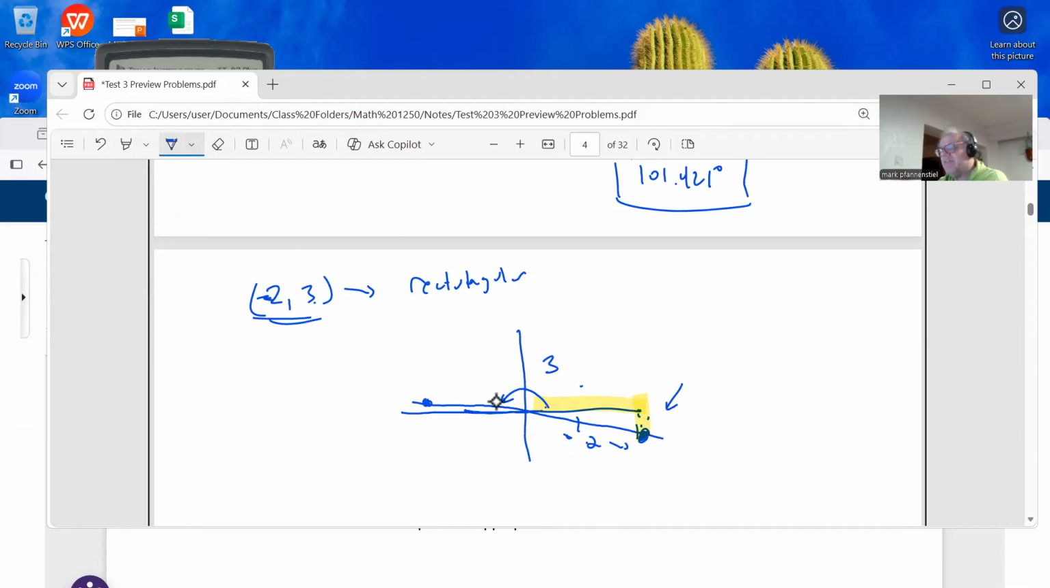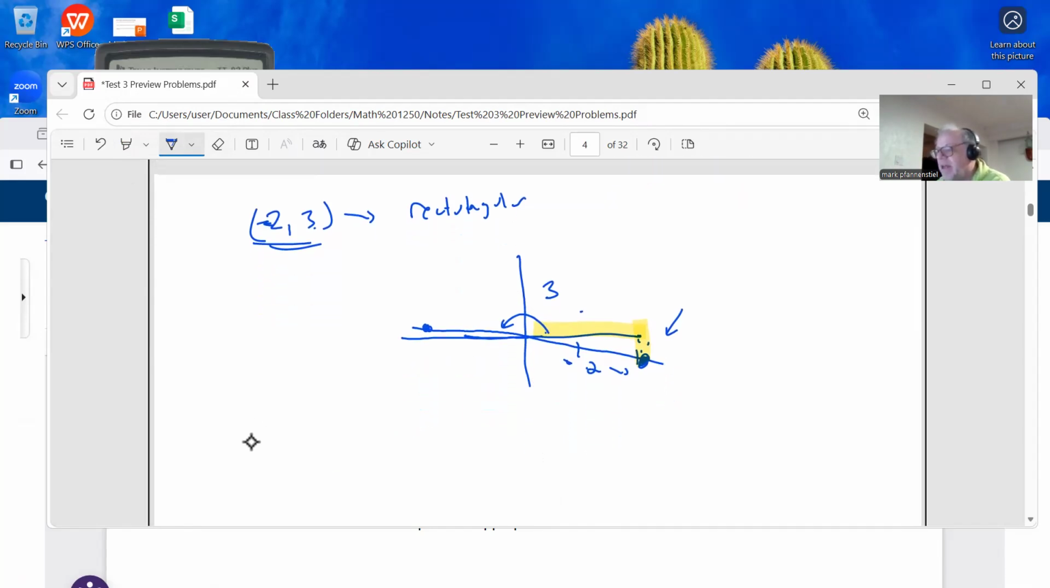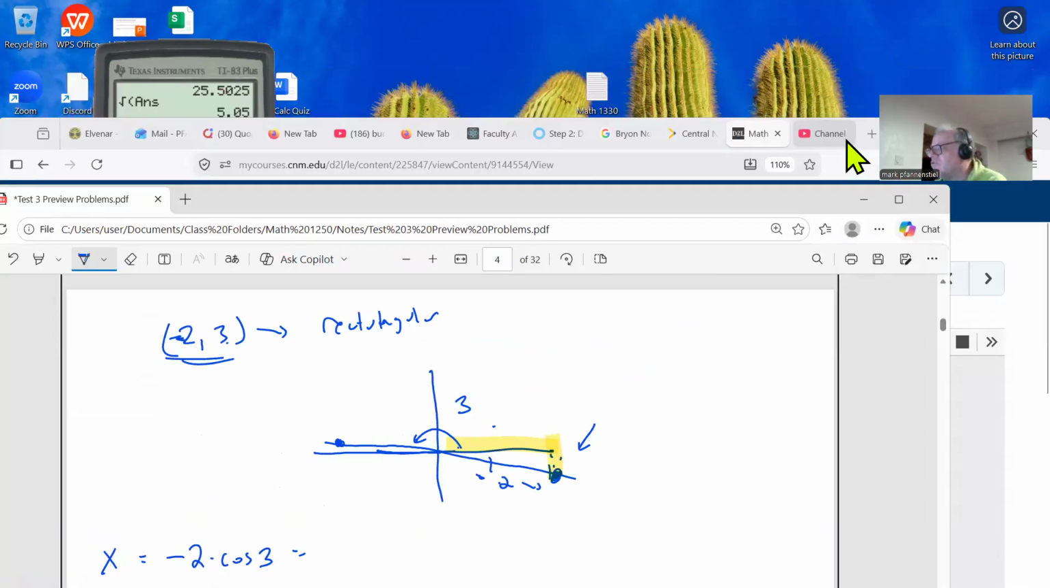Okay, so let's just go ahead and see what's going to happen here. Just like we did the time before, the adjacent is going to be -2 times the cosine of 3. It's in radians. This will be my x value. My y value is going to be -2 times sine of 3. And we're just going to see what that turns up so we can see if we got the right thing, if it looks right for us.